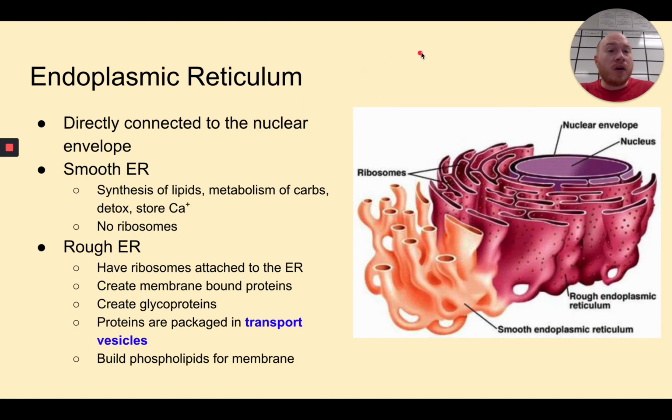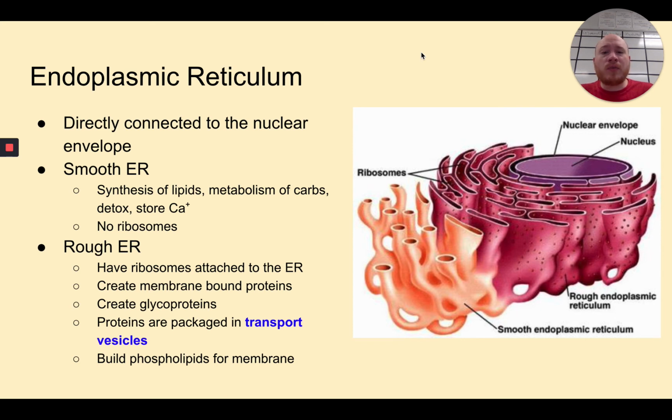So the ER, or endoplasmic reticulum, is directly connected to the nuclear envelope. So it's actually attached right to the nucleus. And the reason for that is it's much easier to get mRNA from the nucleus to the ribosomes if they're right next to each other. There are two types of ER, the smooth ER, which is used for the synthesis of lipids, metabolizing carbs, detox is sometimes done in the smooth ER, and the storage of calcium ions is also done by the ER.